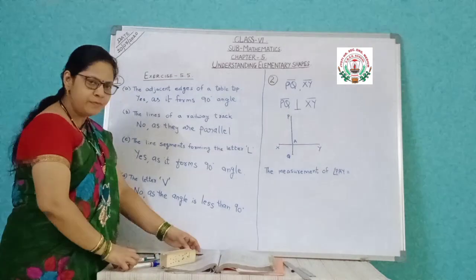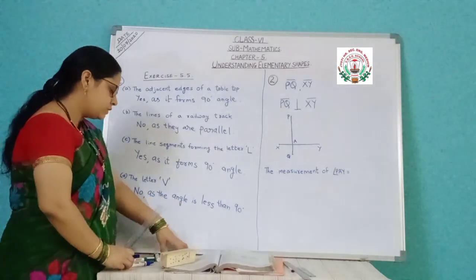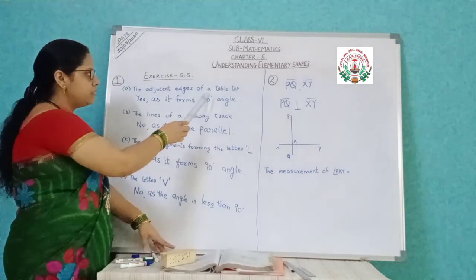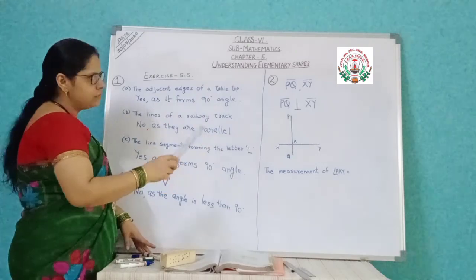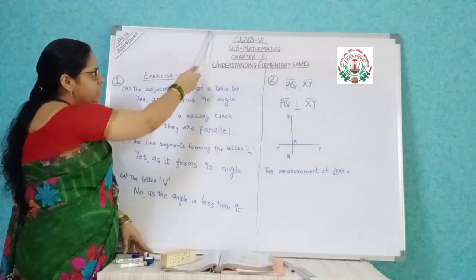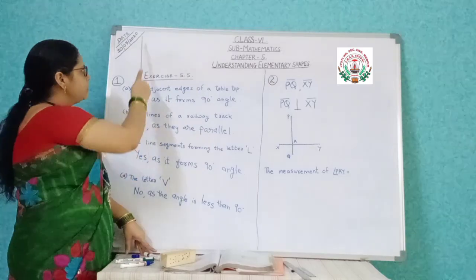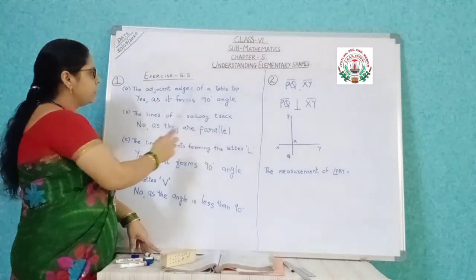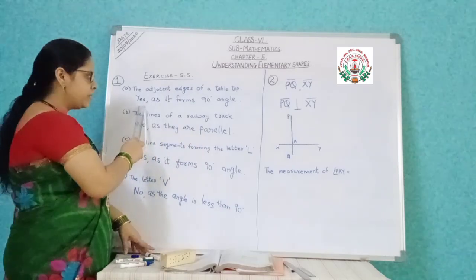So again repeating once, you have to tell which of the following models are examples of perpendicular lines. First, the tabletop. As you can see this board, just like a tabletop, you can see the corner. This is suppose the first edge, this is the second edge. So it forms a 90-degree angle. So it is an example of perpendicular lines.